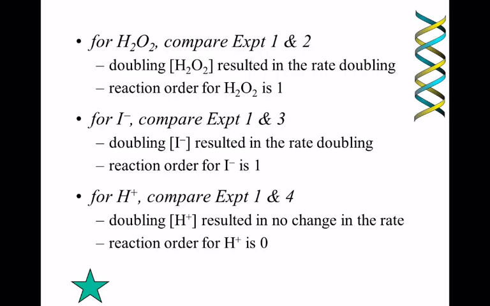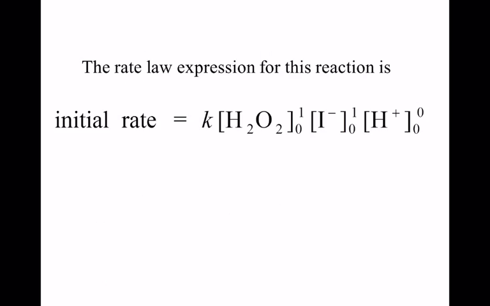So now we're ready to go back to the generic rate law and plug some numbers in, which is kind of fun. Plugging numbers into the generic rate law expression, we have H2O2 raised to the first power, I minus also raised to the first power, H plus raised to the 0th power. So actually, here in a minute, we're going to take that term and it won't show up in your rate law expression.